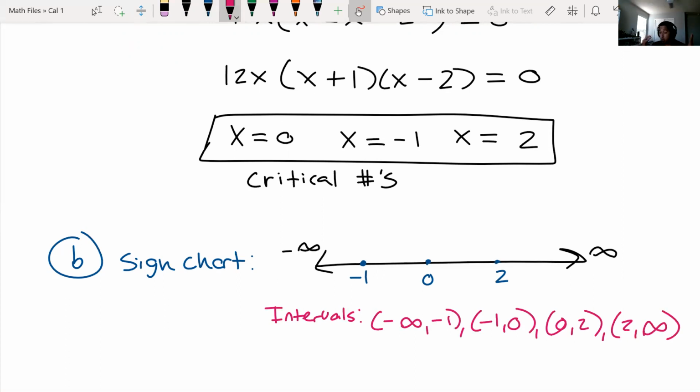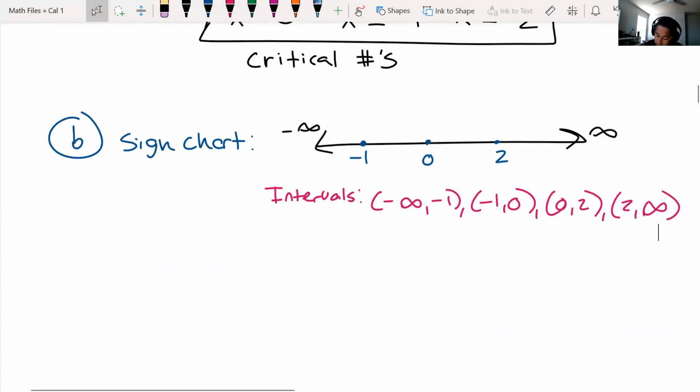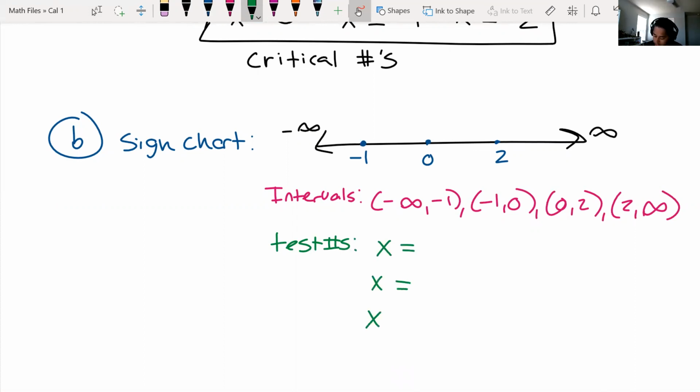Okay. And what we're going to do now is pick test numbers in between each interval and test them into the first derivative. So green, I'll do test numbers, and there's 4 intervals. So this means I'll have 4 test numbers. X equals, X equals, X equals, and X equals.